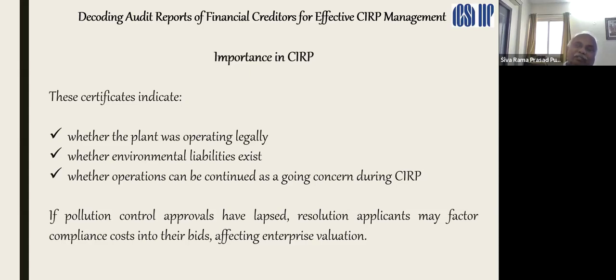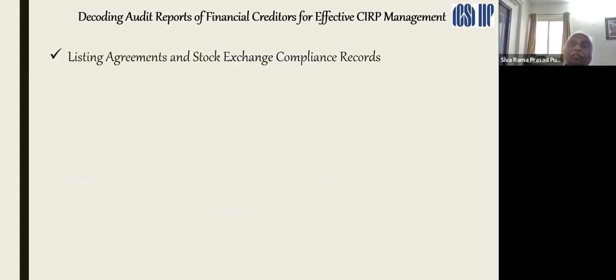The buildings, the vehicles, the stocks, the plant and machinery, and the health insurance offered by the company to the employees, that is also required. So till you are handing over the company to the successful resolution applicant, these are very much required. Listing agreement and stock exchange compliance records are also required.